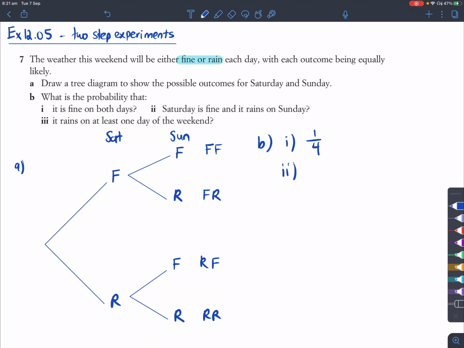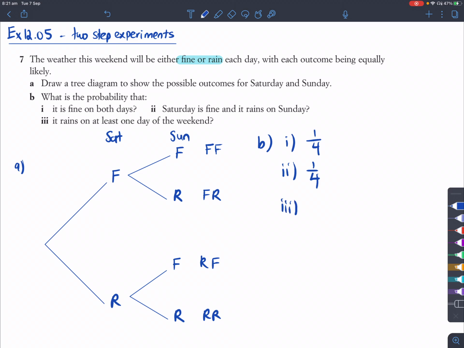Now let's do part 2. What is the probability that Saturday is fine and it rains on Sunday? So Saturday is fine and it rains on Sunday. So there we go. We're looking at that one, and that is also 1 out of the 4 possible outcomes here. So write 1 out of 4.